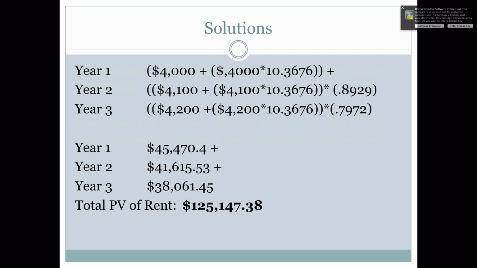41,615.53. And then finally for year 3, we take 4,200, multiply it by 10.3676, which again is the multiplier for 11 periods at 1%. We add the 4,200 to it, and then we discount that one for 2 years at 12%, and that multiplier is 0.7972, giving us $38,061.45. When we add all this together, the present value of this rent option is $125,147.38. If you remember, we want the lowest rent. Rent is an expense, so the lower the rent, the better.